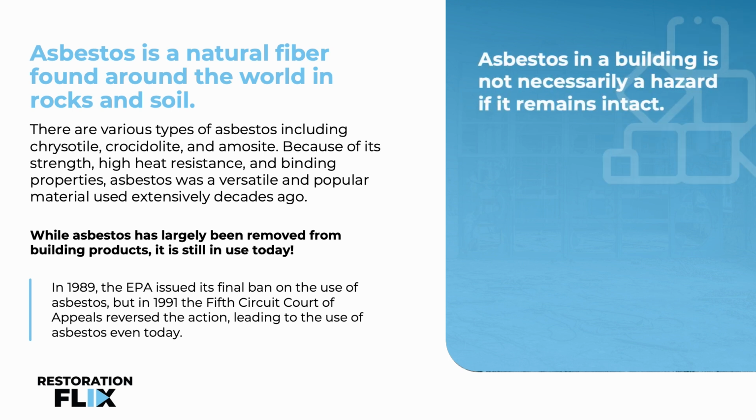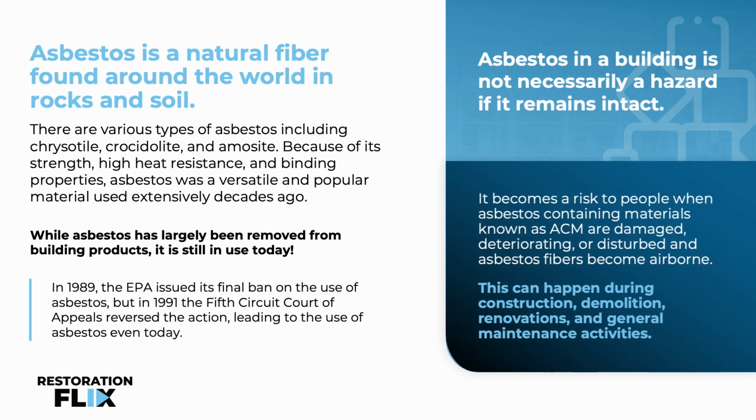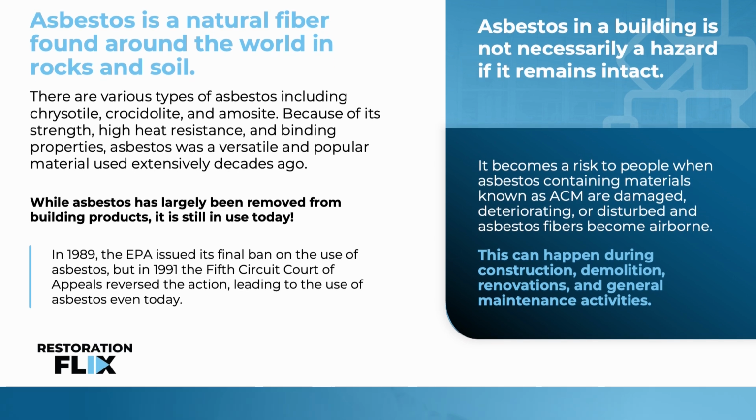Asbestos in a building is not necessarily a hazard if it remains intact. It becomes a risk to people when asbestos-containing materials, known as ACM, are damaged, deteriorating, or disturbed, and asbestos fibers become airborne. This can happen during construction, demolition, renovations, and general maintenance activities.